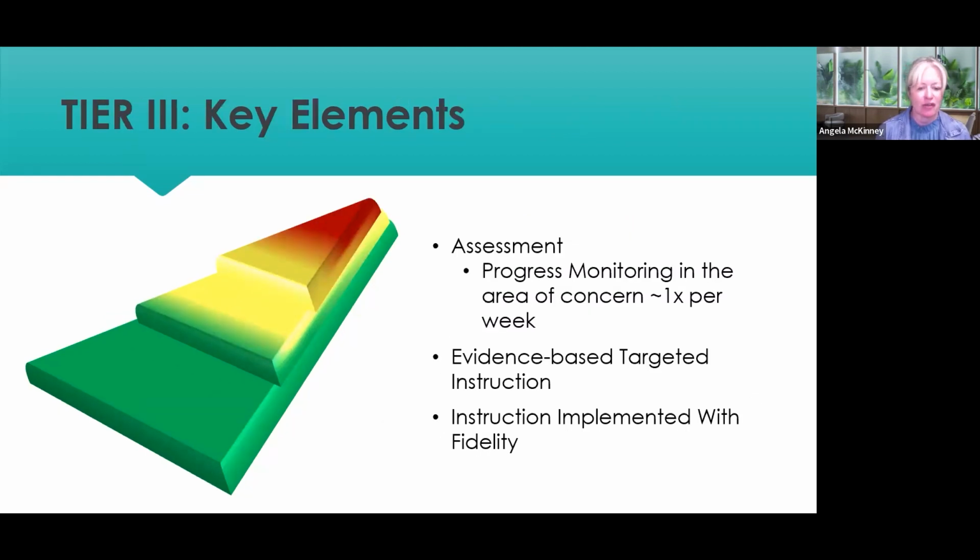Assessment's the same, other than even more frequent. Weekly assessment gives us more data and more opportunity to make those changes when needed.